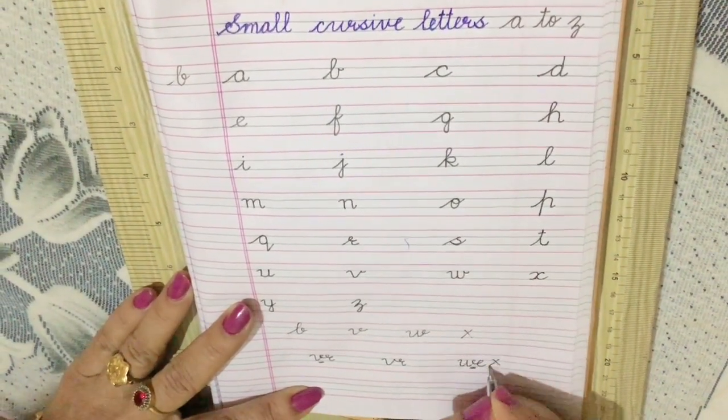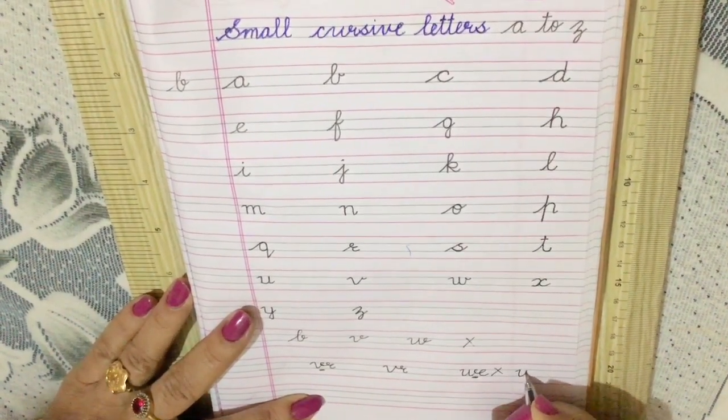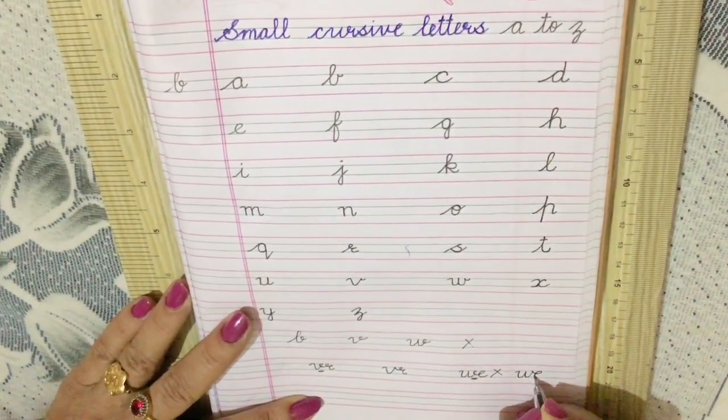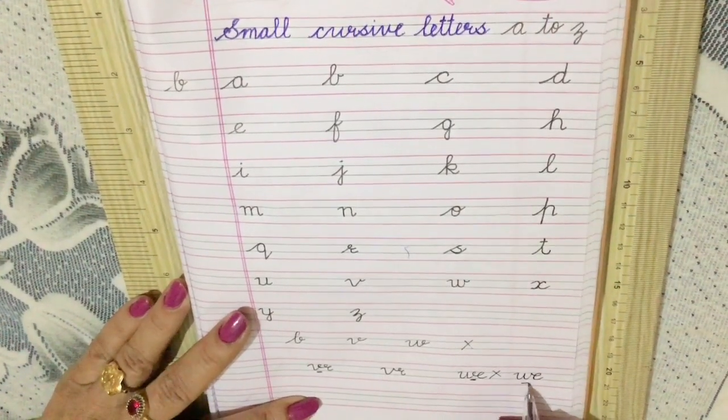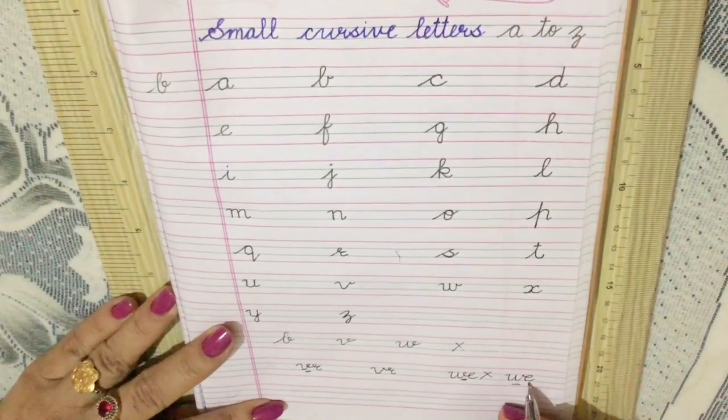This is the wrong way. The correct formation is, first you will write W here, you will not make a loop here, and you will write letter E. Now it is clearly understood that we can read this word W-E-V.